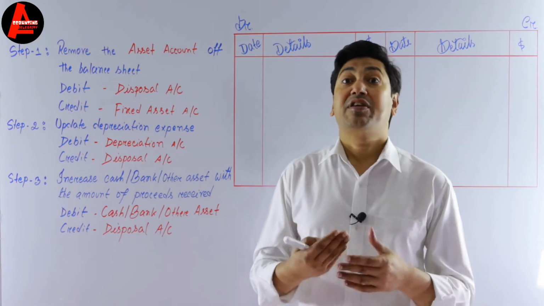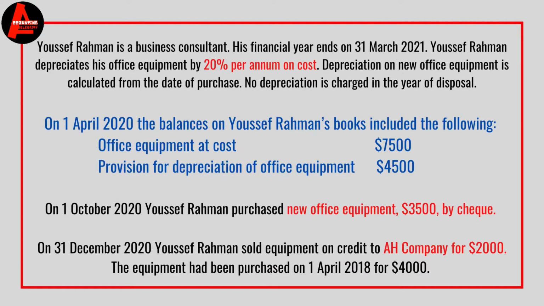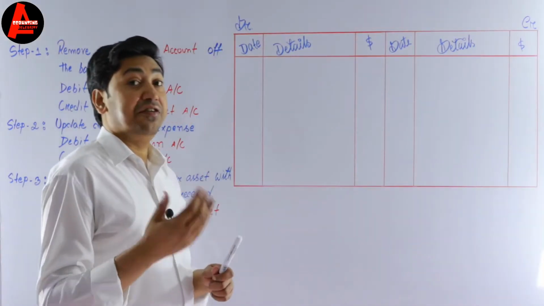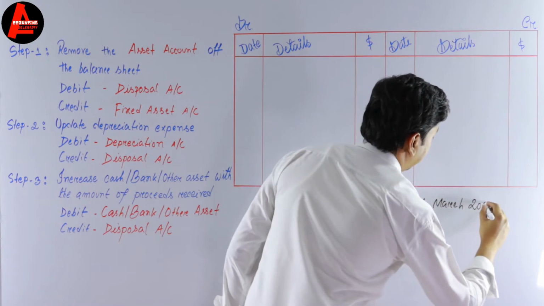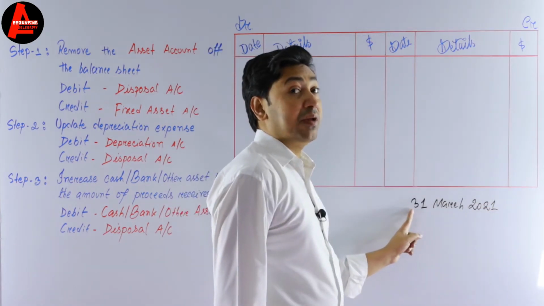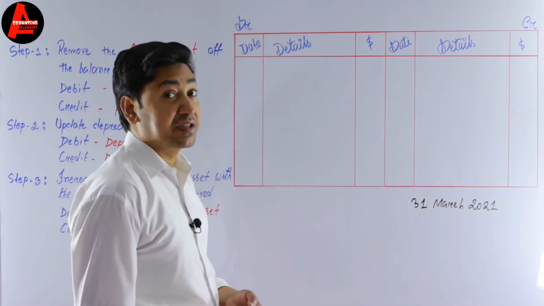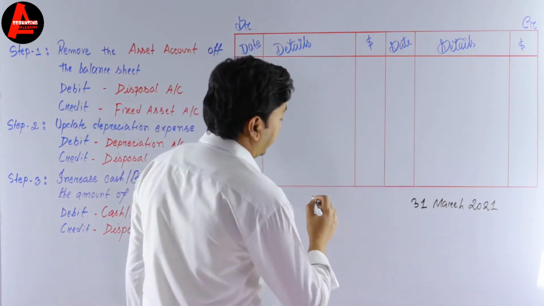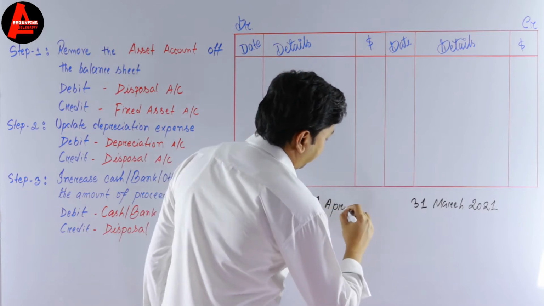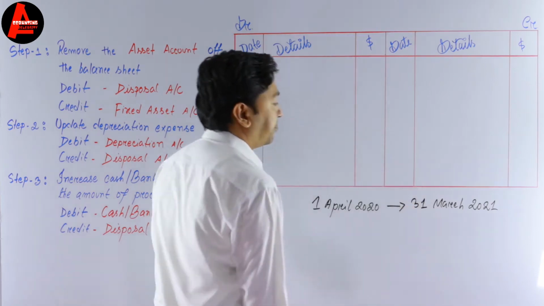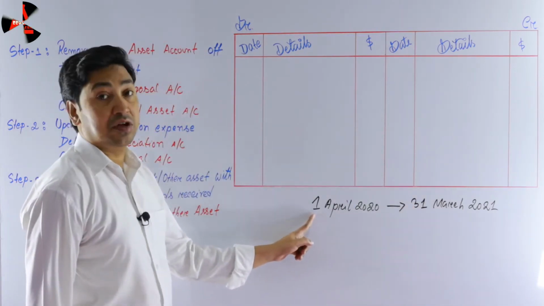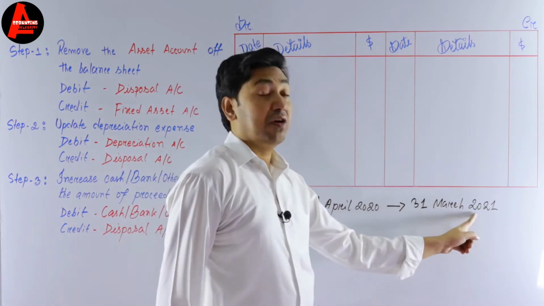So let us have a look at the question on the screen. Yusuf Rahman is a business consultant. His financial year ends on 31st March 2021. So point to be noted, the year ending is 31st March 2021. If it is the ending of the accounting period, then when does the business start? So the start will be 1st April 2020. So this is the financial period of 1 year, 1st April 2020 to 31st March 2021.